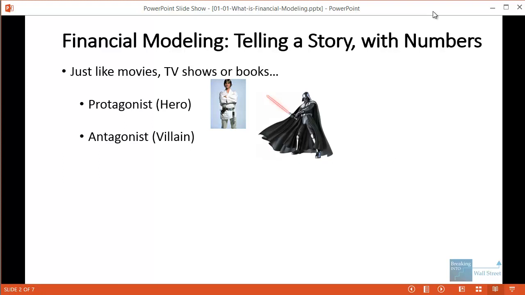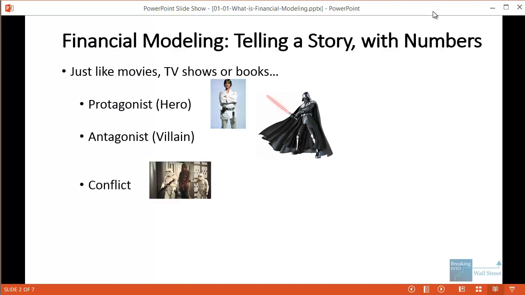So with financial modeling, typically the protagonist is going to be the company or the asset or the investment that you're following, and the antagonist will be the people who are saying that you're wrong about it, or the opinion that perhaps your own views on it are wrong.